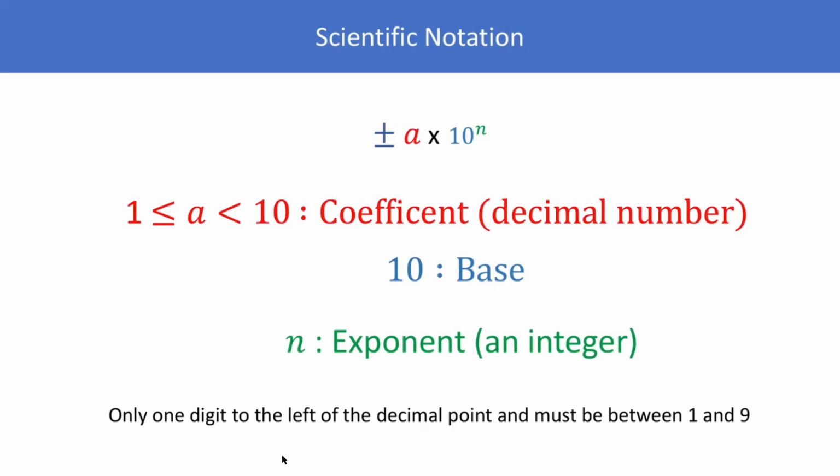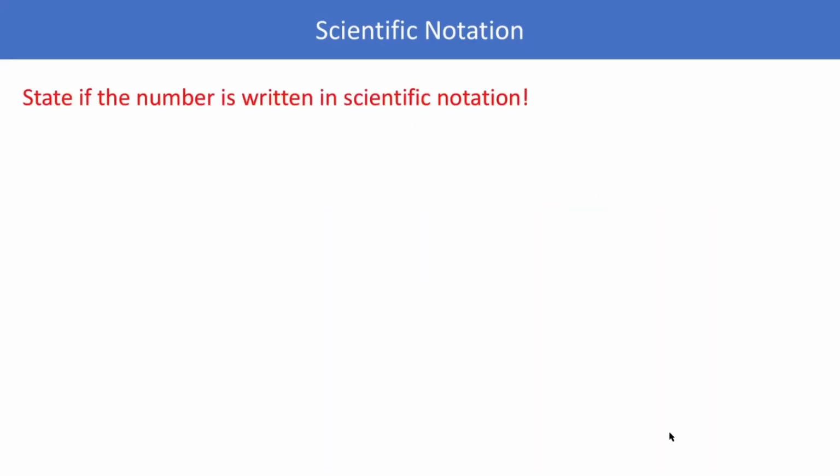Here's something to pay attention to. Only one digit to the left of the decimal point is allowed. Only one. And this digit should not be a 0. It should be 1, 2, 3, up to 9.